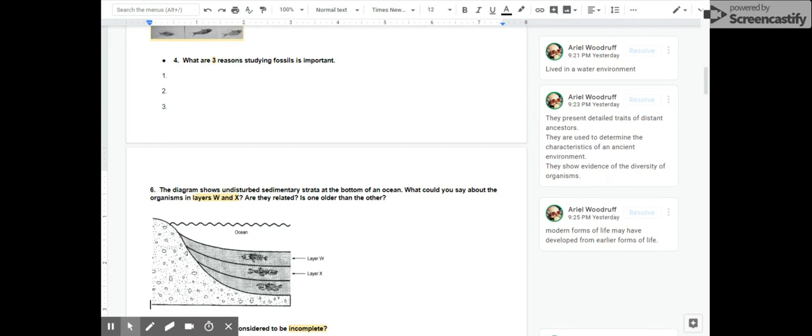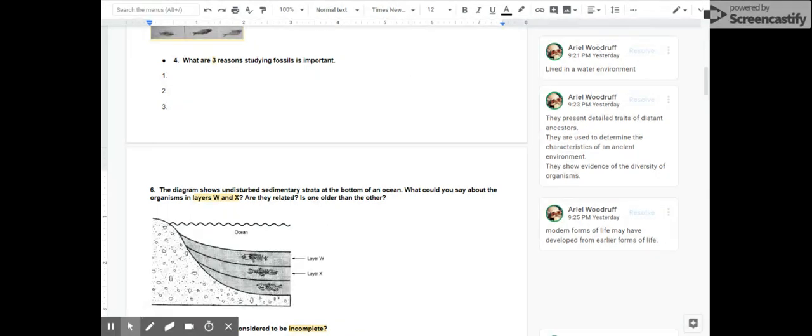The second is they are used to determine characteristics of an ancient environment. So like we just did, looking at the fish, we can tell that they don't have any structures in their fossilized bones to walk on land. So we can infer that they lived in the water environment. So that's giving clues to the characteristics of the environment.